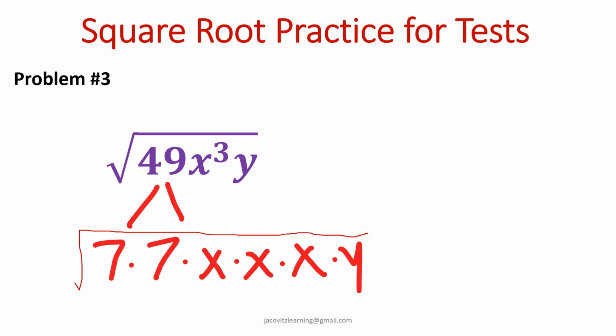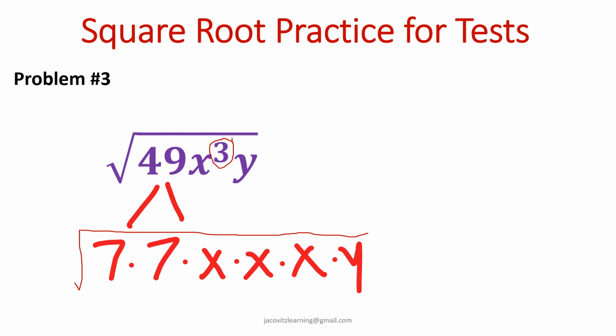So 7 times 7 is 49. That's a perfect square. So that means that this 7 and this 7, since they're perfect squares, can be taken out from under here. Go ahead and write these out. X times x times x, you write it 3 times because that's the number you have here. And y you only have to write 1 time.